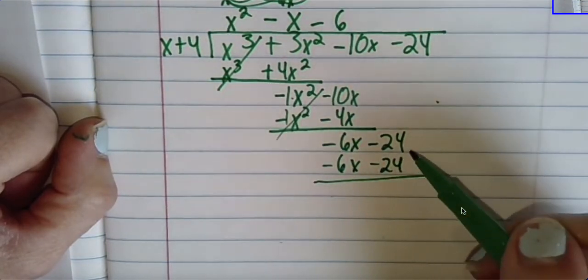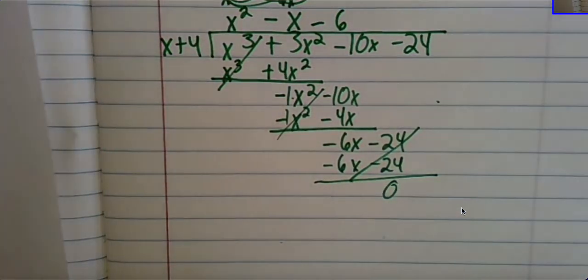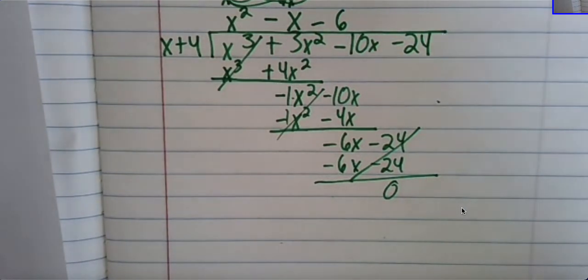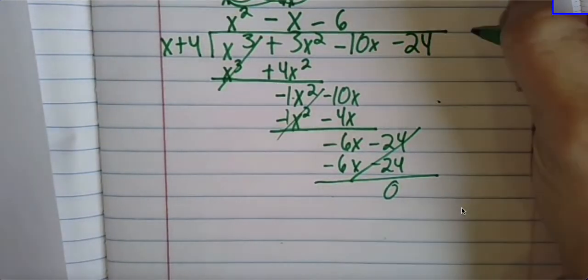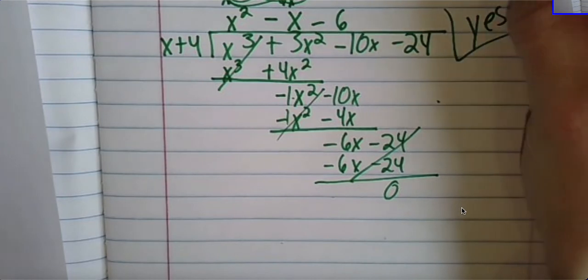And here's what happens. They all go away to 0. My remainder is 0. That's all it wants on this one. If your remainder is 0, then yes, it's a factor.